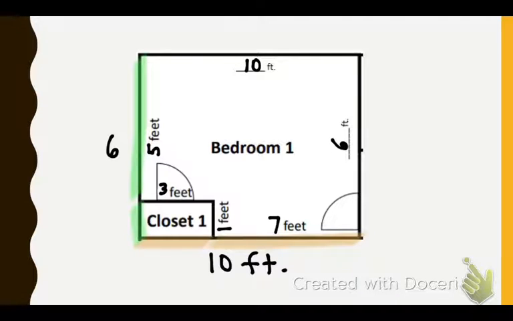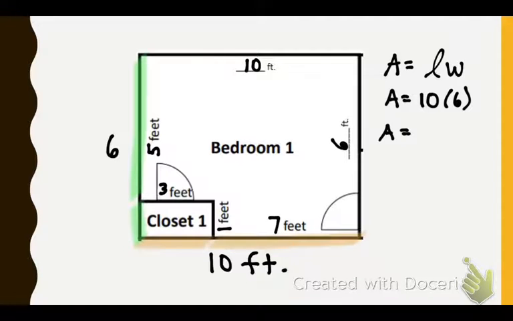All right, guys, if I'm trying to find the area, what did you tell your partner that the formula was for area? A equals length times width. What's the length of this bedroom? 6. You could say 10 or 6. We're going to multiply them together, and what do you get? 60 what? Feet squared.